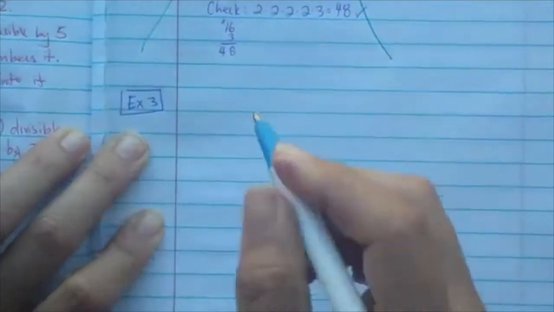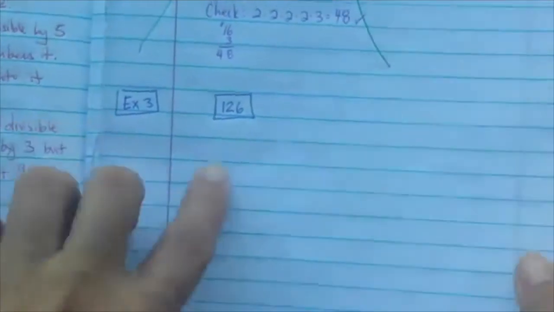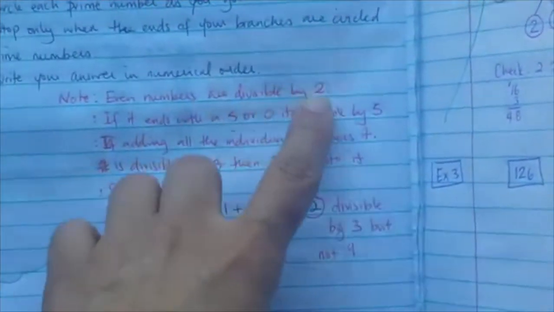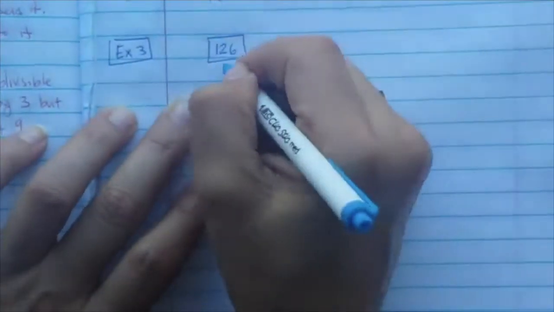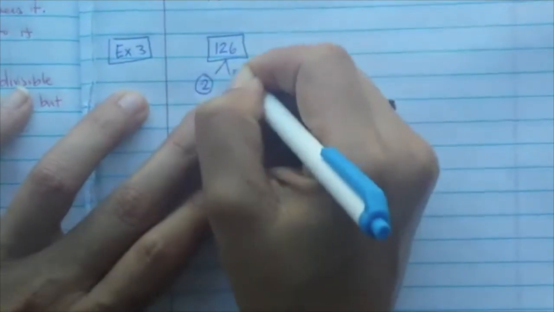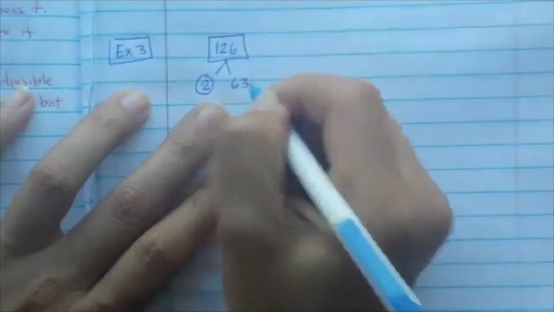Let's take a look at another example. Let's say 126. Again, remember it ends with a 6, so it is divisible by 2 because it's an even number. So what's half of 126? Half of 120 is 60. Half of 6 is 3, so 63. So it's going to be 2 times 63.